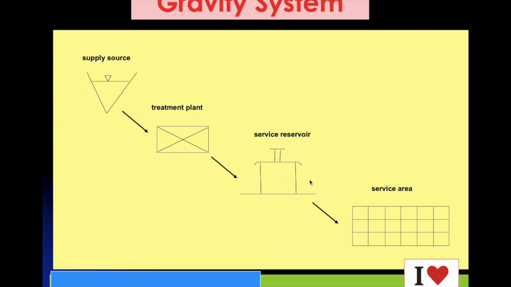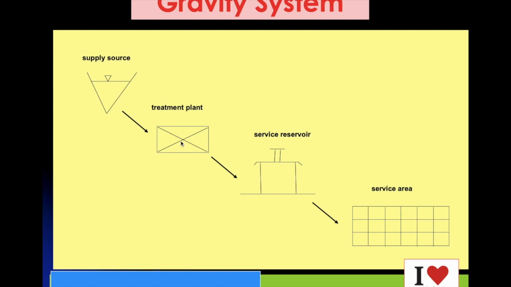I think you have already drawn this diagram, right? Yes. Okay, that's great. So you have your supply source at a high level compared to the service area. Imagine your river, the supply water is on top of the hill. So it goes down naturally without any pump. It goes to the treatment plant, where they do treatment: aeration, coagulation, flocculation, sedimentation, filtration, and disinfection.